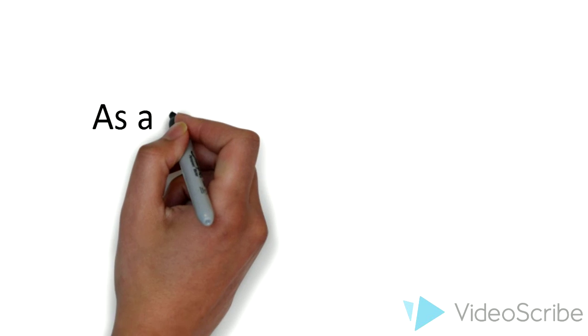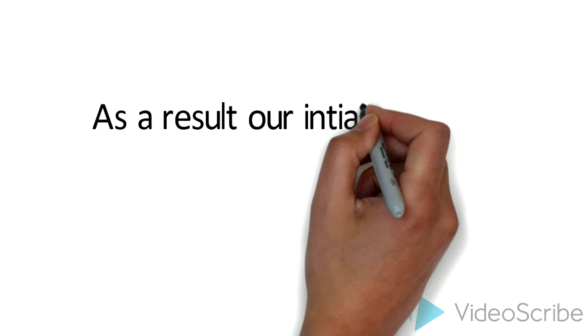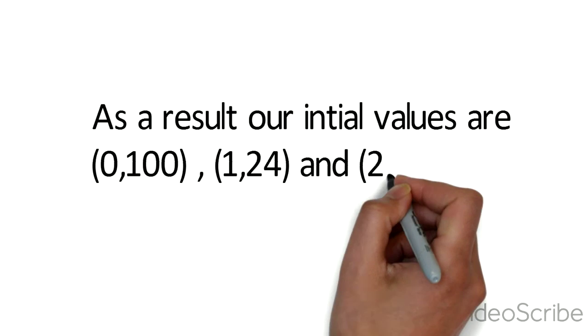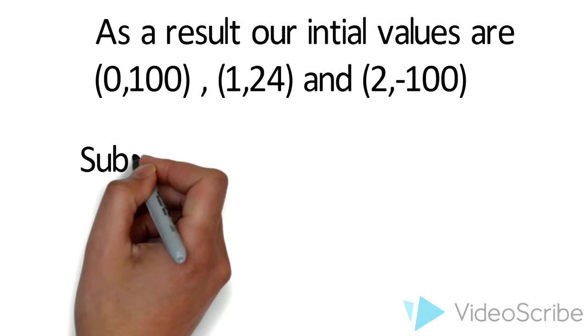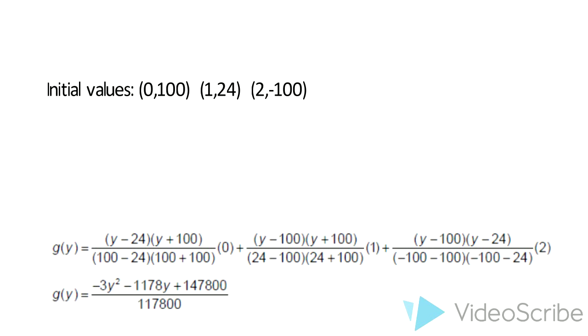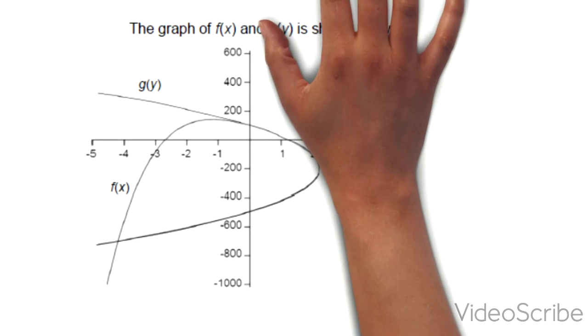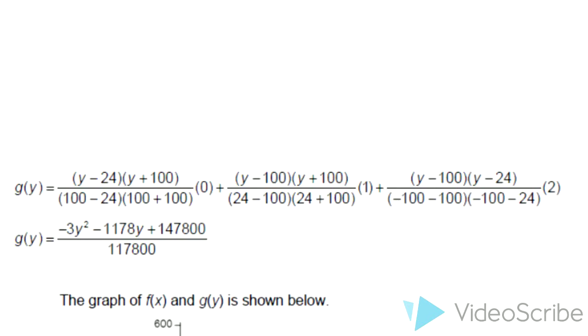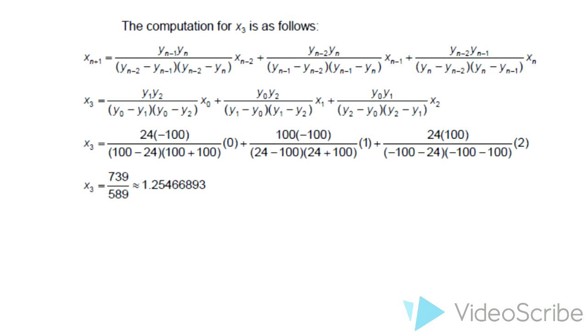Now, to make sure that we will have convergence, let's plot the parabola that we will be fitting, and make sure that it will cross the x-axis. To do so, we have to plot g of y. Substituting these initial values into our function g of y, like so, and plotting the graph, we can see that g of y will intersect the x-axis. So we can continue on with this method.